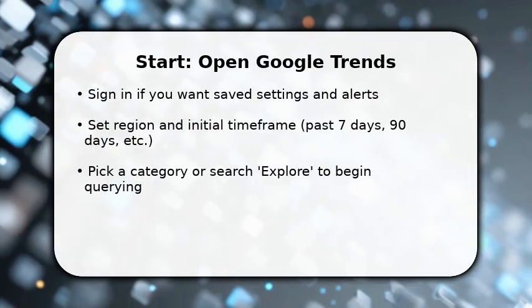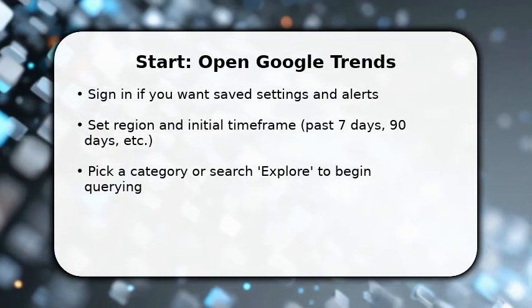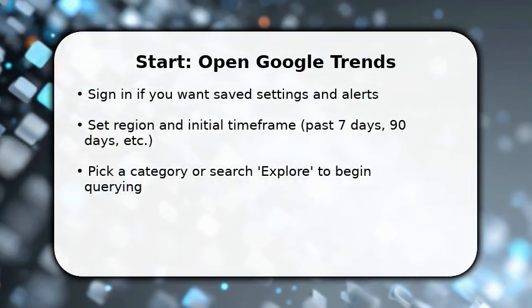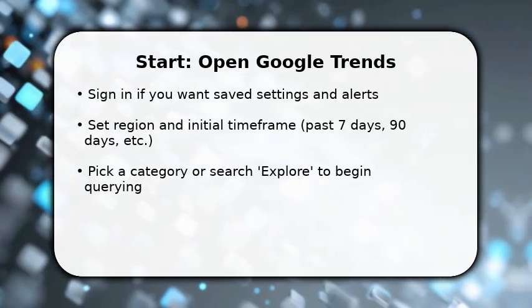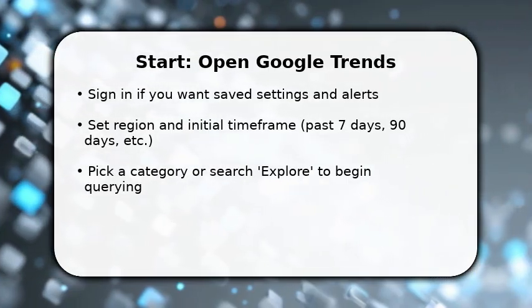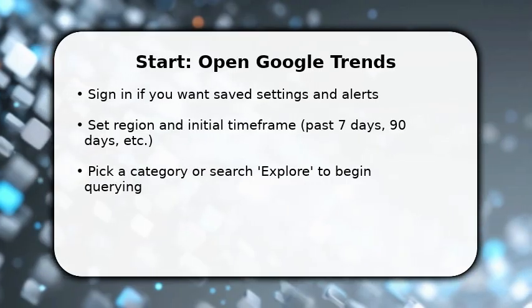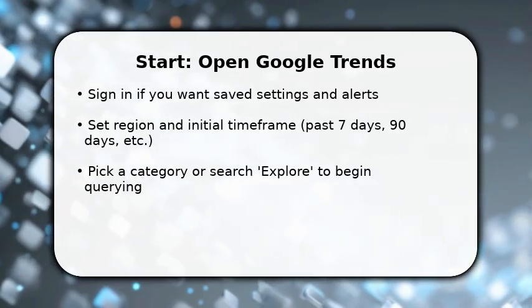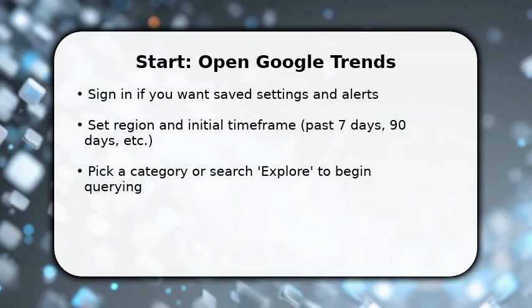You're starting on Google Trends now. Open the site, set the region, and choose a time frame that fits your goal. Once done, enter a clear seed keyword or topic into Explore. Pick a related topic if results are noisy. Make sure to set the category to narrow results fast.